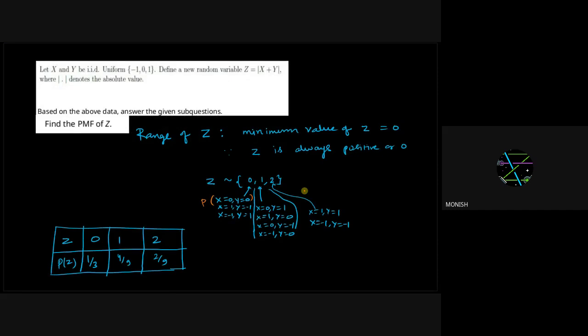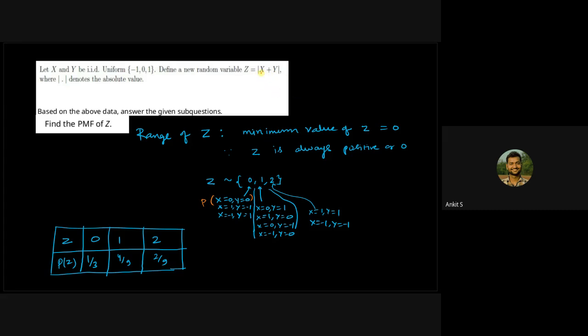Sir, can you explain this once again? Okay, so this is a case of function of a random variable. What is our function? Z equals mod of x plus y. So what you have to do is put all the values of x and y and check what values we can get.